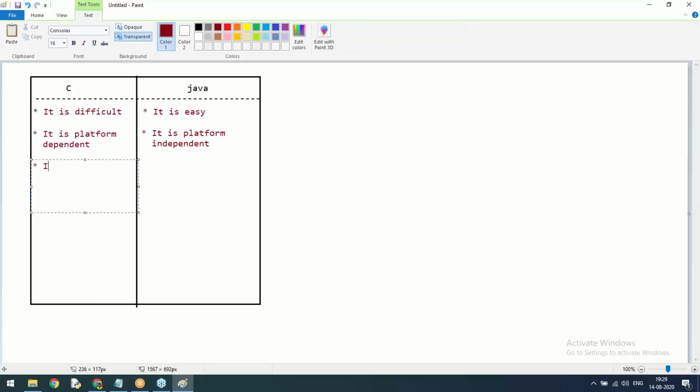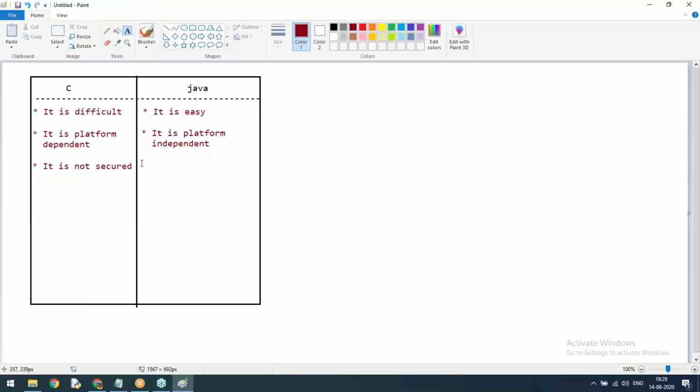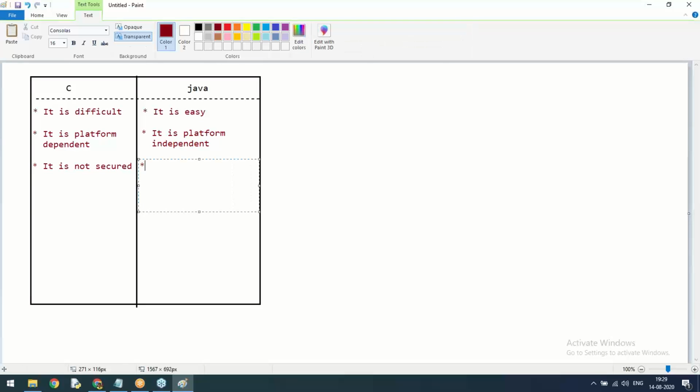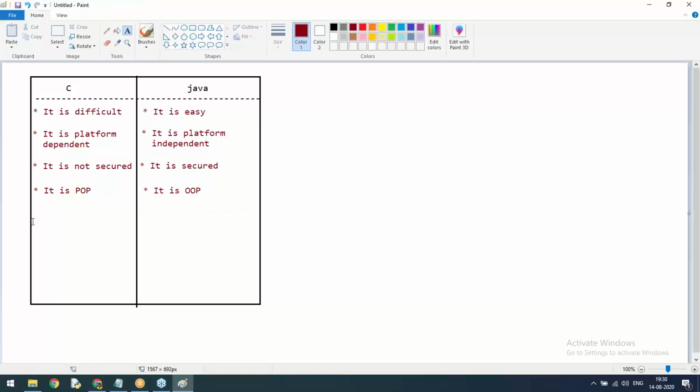Next, C is a POP, procedure oriented programming language. It's not secure. I hope you know the reason for this also. Java is secure. Will you be able to justify this? Next, C communicates directly to the processor. Next here, Java is OOP, an object oriented programming language.